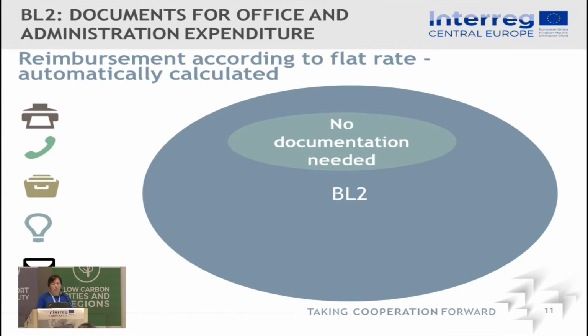With regard to the office and administration expenditure, those costs are reimbursed according to the flat rate of 15%. They are automatically calculated, so here there is no need to provide any documents to the national controller.